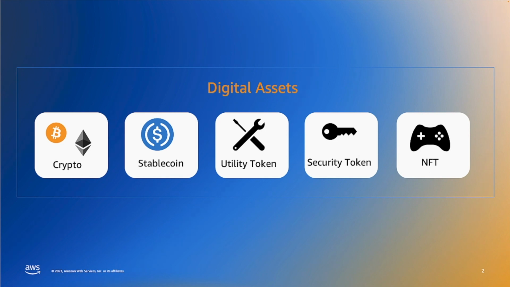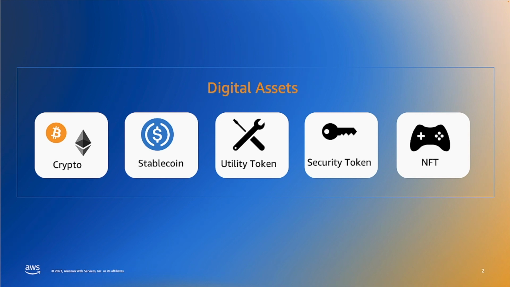The second digital asset which I will talk about is stablecoin. Stablecoins are digital assets that maintain a stable value relative to a specified asset, which could be either a fiat currency like US dollar, or it could be a cryptocurrency like Ether. So for instance, USDC maintains a stable value with US dollars.